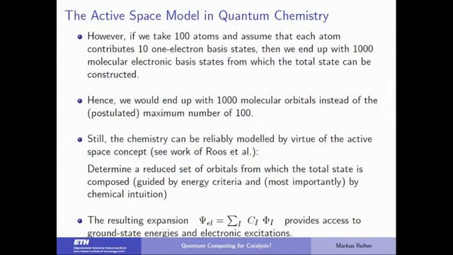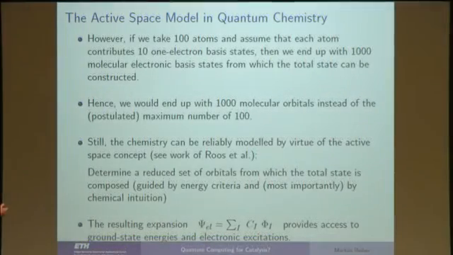Now, coming back to your question, say if you take 100 atoms, and this is a very low estimate, and each atom contributes 10 one-electron basis states, that would mean that you end up with 1,000 molecular orbitals in the end. And I told you we just want to use 100. So what can we do about this? That is a problem. The nice thing is that there are already ideas around for standard techniques to circumvent the problem. And that has to do with this active space concept that was basically developed by a group in Lund by Björn Roos and his co-workers.